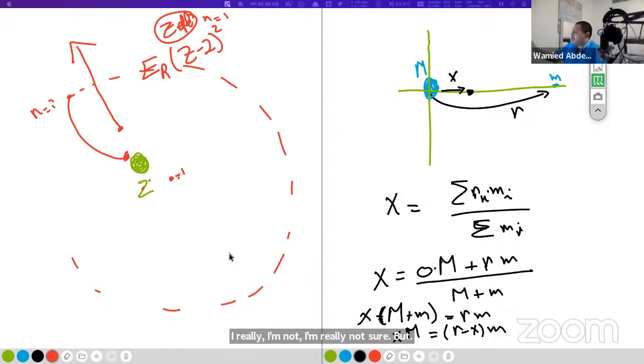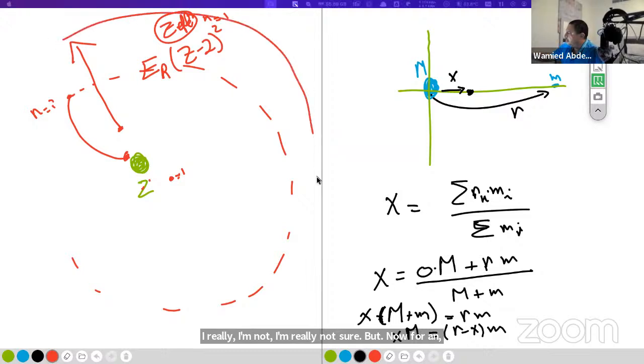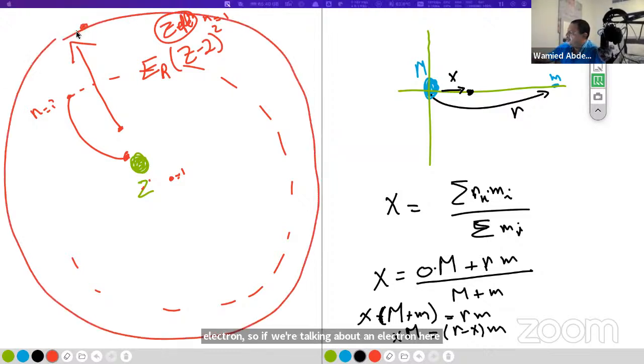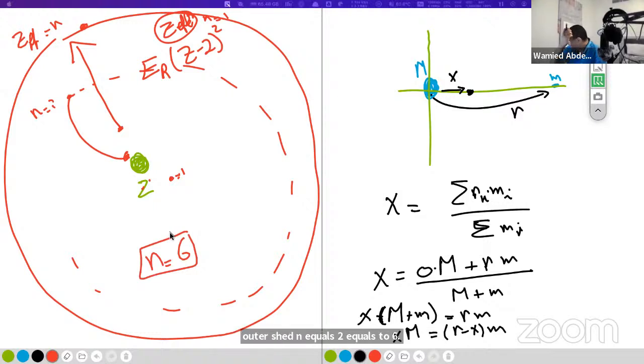But now, for an outer shell electron, so if we're talking about an electron here, the effective Z, based on Hartree, he said, equals n, its orbit number. So for lead, for example, an electron in the outer shell has n equals 6. But the energy of n equals 6 for lead, in a multi-electron atom, see the keyword, again based on his approximation, equals minus 13.6.